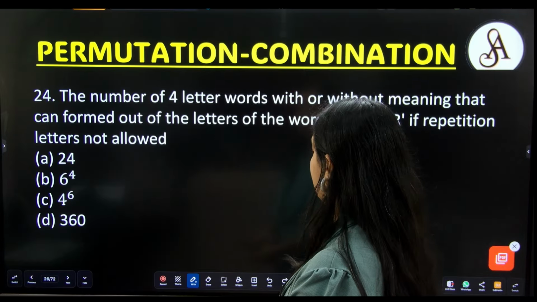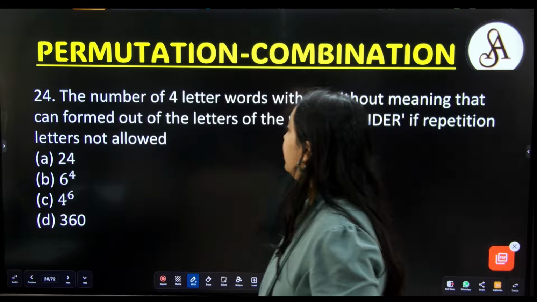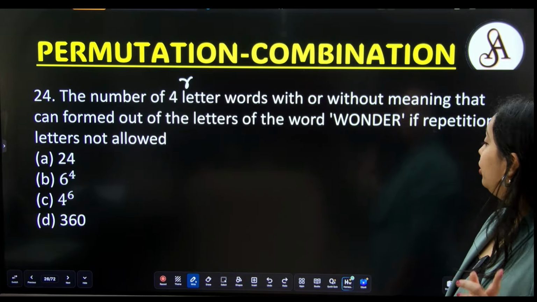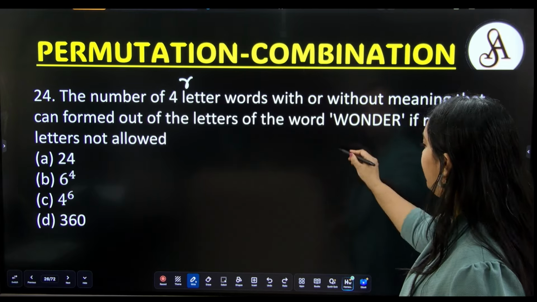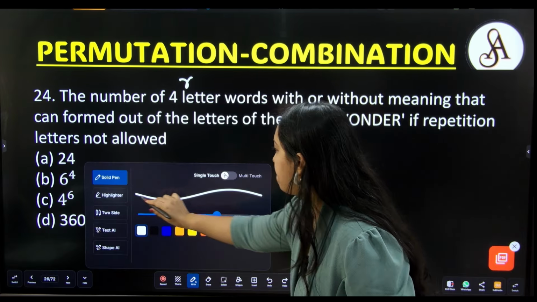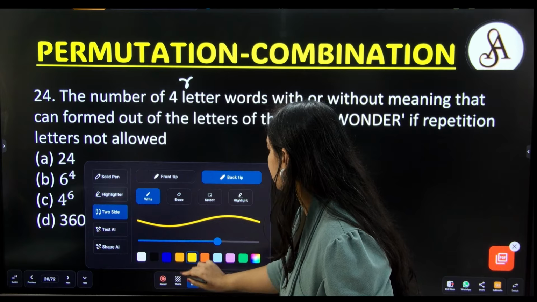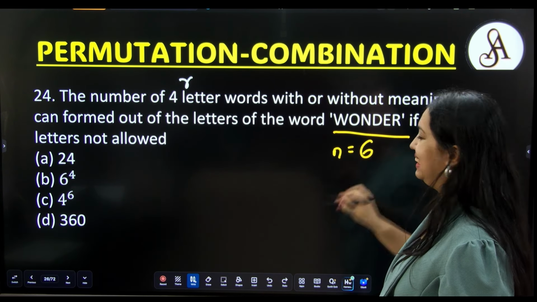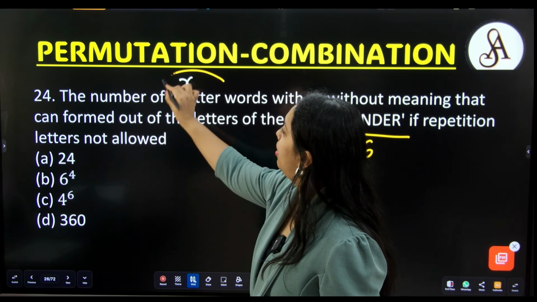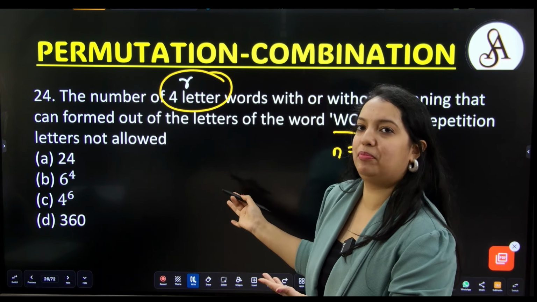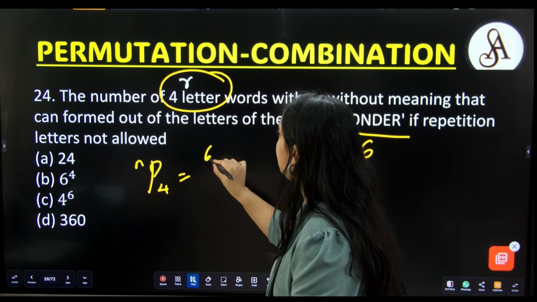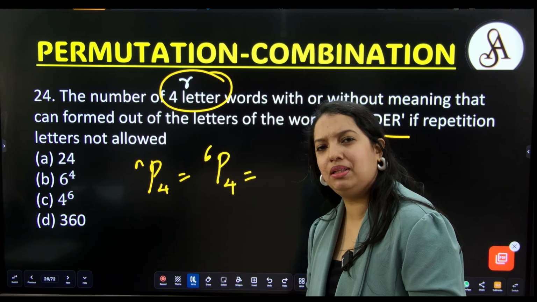Next, from permutations, simple question. The number of 4-letter words, so r value is equal to 4, without meaning, that can be formed from the letters of the word WONDER. Now, WONDER has a total of 6 letters in it. I need to form a 4-letter word. This is permutation. You need to arrange the letters, correct? nPr, that is 6P4.